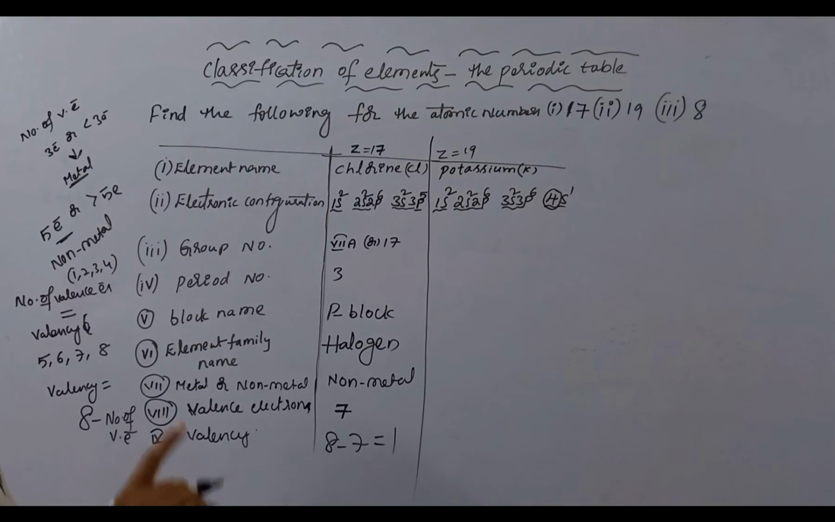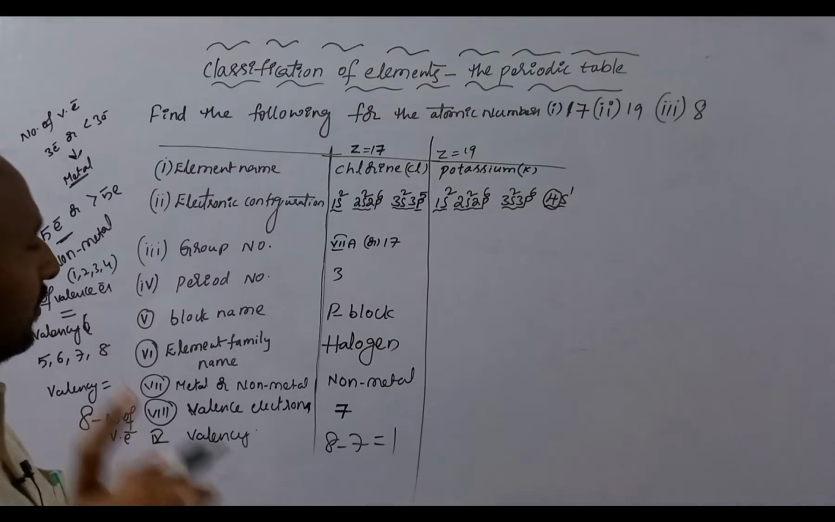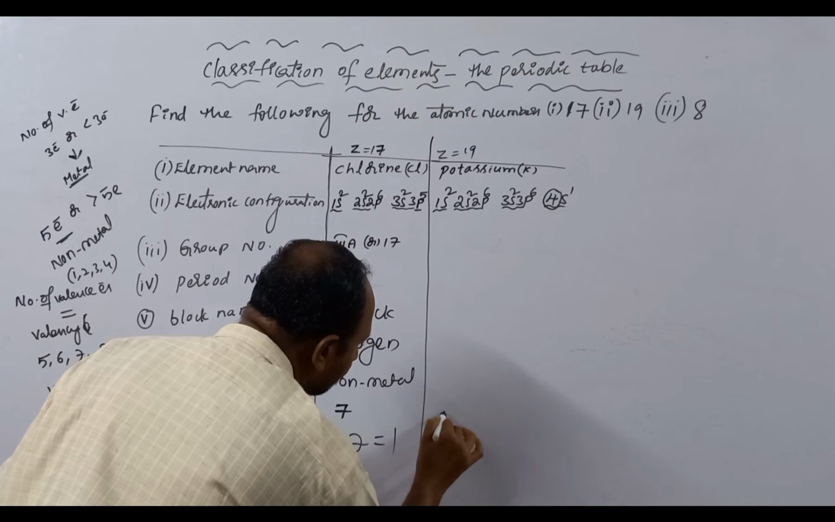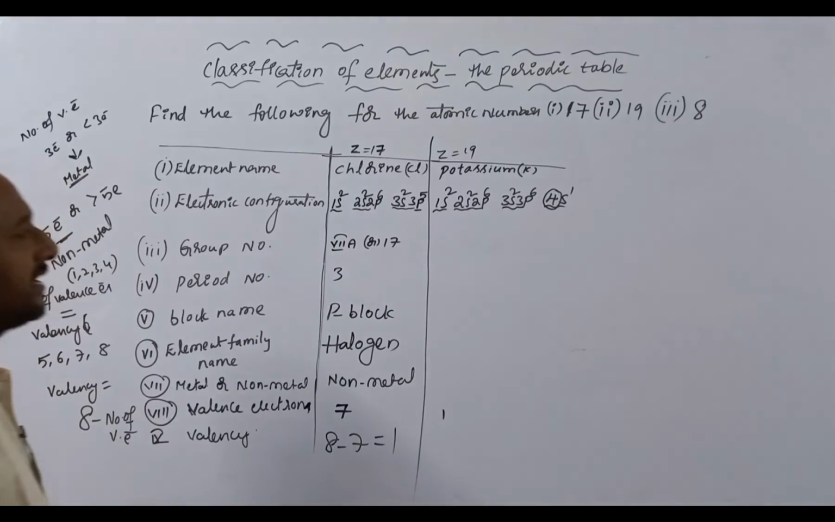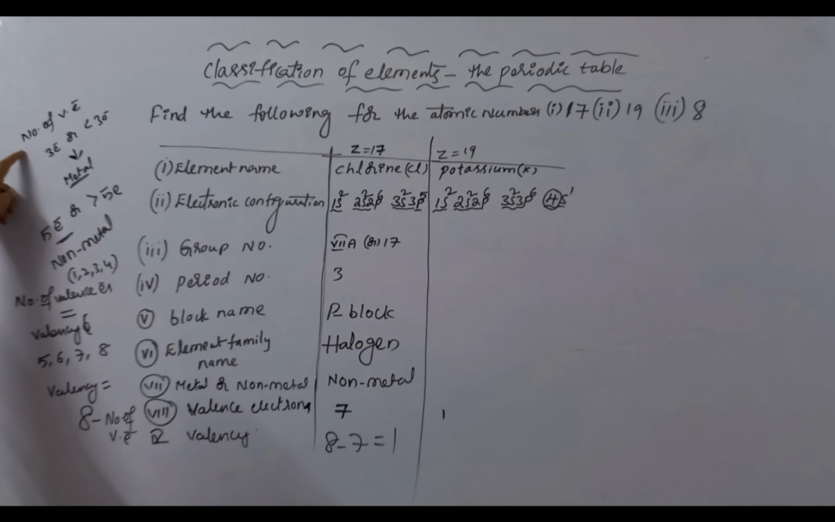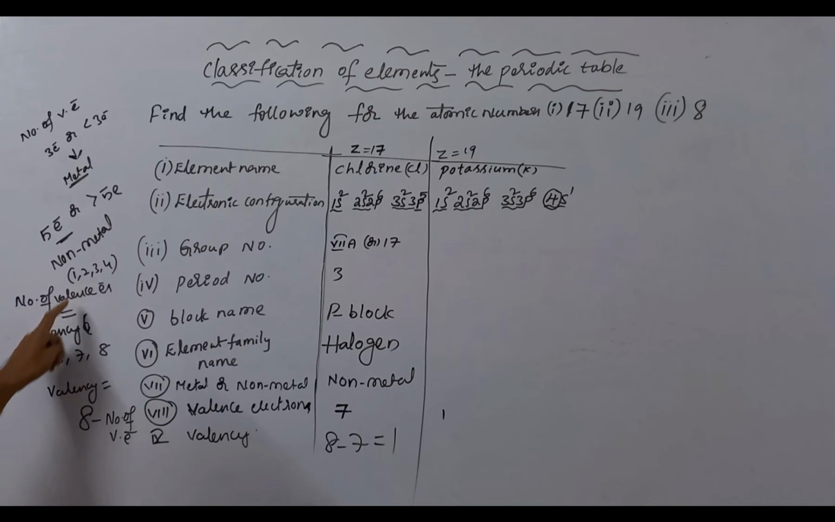So number of valence electrons equal to group. Number of valence electrons equal to 1. But we said number of valence electrons equal to valency. When the number of valence electrons is 1 or 2 or 3 or 4, it is equal to valency. When number of valence electrons equal to 1, valency is 1. When 2, valency is 2. When 3, valency is 3. When 4, valency is 4.